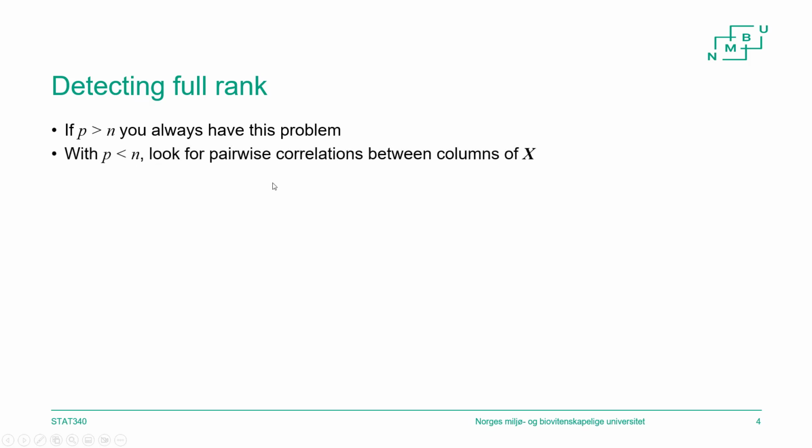If p is smaller than n, first of all, look for pairwise correlations between the columns of X. If there are some columns that are very correlated or exactly correlated or anti-correlated, it doesn't have to be a positive correlation. A negative correlation is equally bad. Remember linear combination, you can have one predictor being -1 times another predictor. So if you have exact correlations, you have this problem, or almost exact correlations, you're very close to this problem.